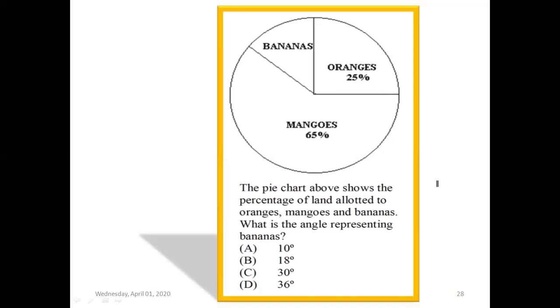Sir, see, mangoes are 65%, oranges 25%. Add up the two of them, we'll get 90. That means a banana has 10%, equal to 100%. Very good. I mean, very good, right? It's 10%, not true?